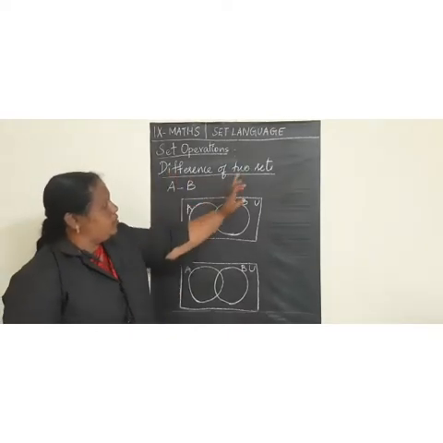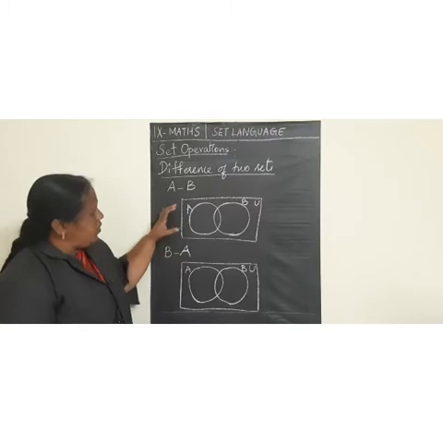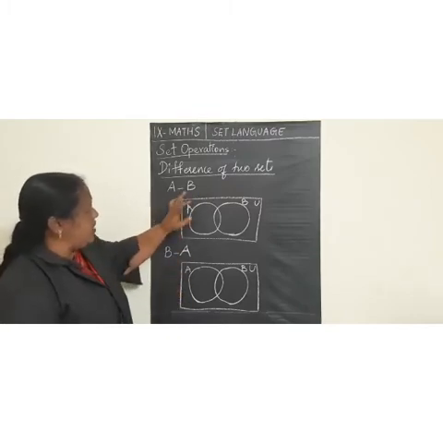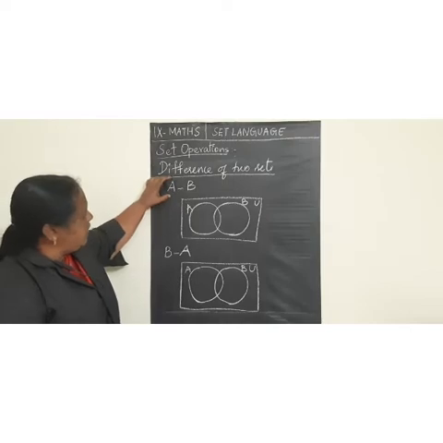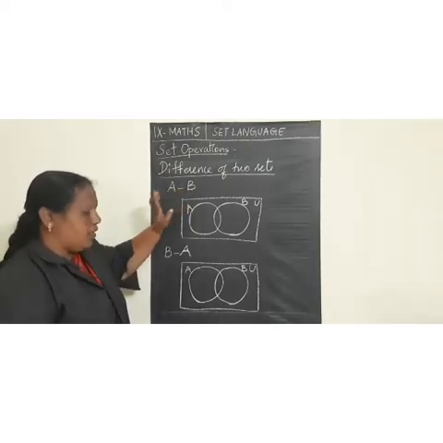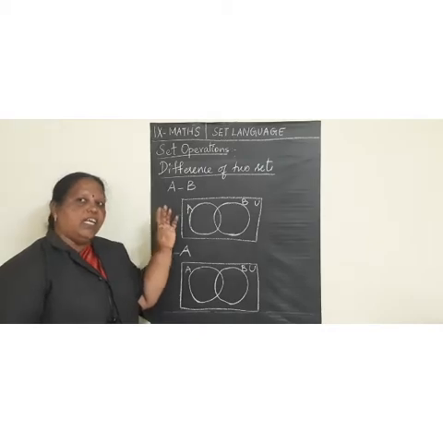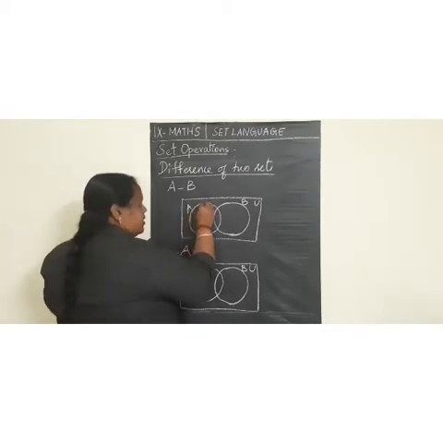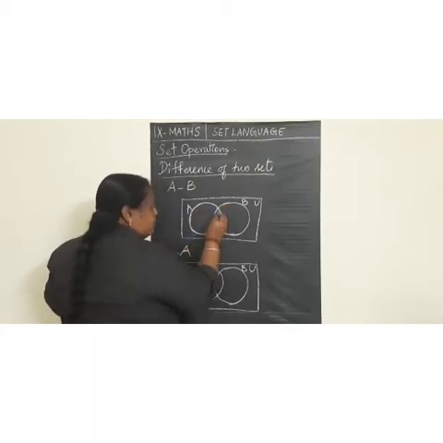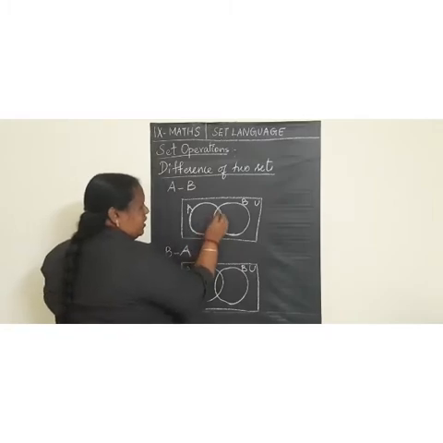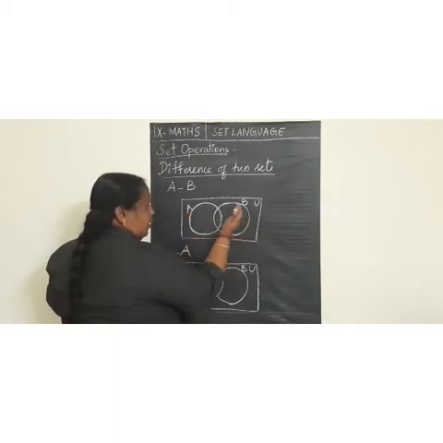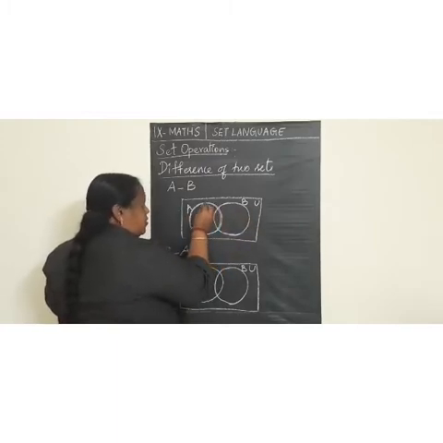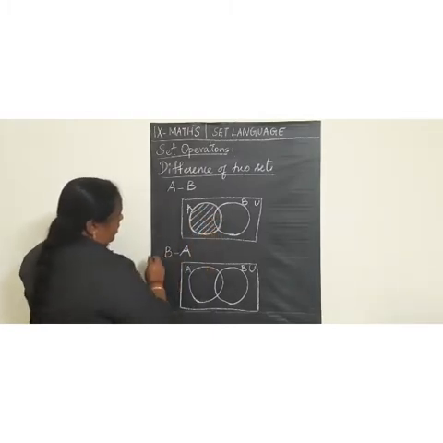Next, difference of two sets. A minus B and B minus A, how to represent them in a diagram. First, A minus B means the elements in A that are not in B, and that we have to shade. This circle fully contains the A elements and this circle contains the B elements. The elements in the common part are in both A and B, so we should not shade that. We shade only the A part alone. This is A minus B.